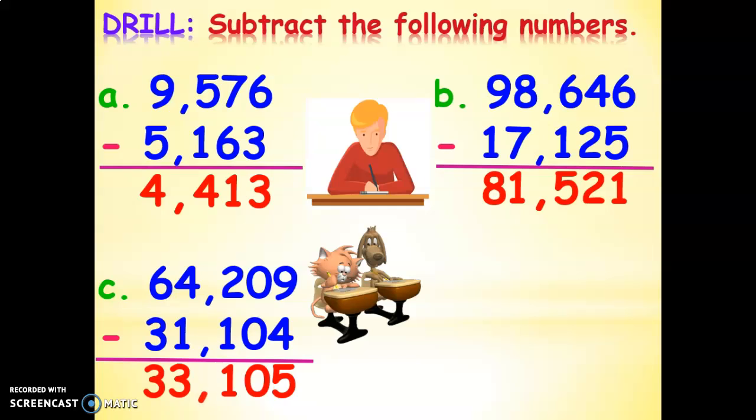Also, we should not forget to write our comma. Always count 3 digits, ones, tens, hundreds, comma, and your answer for thousands and 10,000s place. For letter C, the final answer is 33,105. Now how about for the last subtraction equation? Let's now see the correct answer.